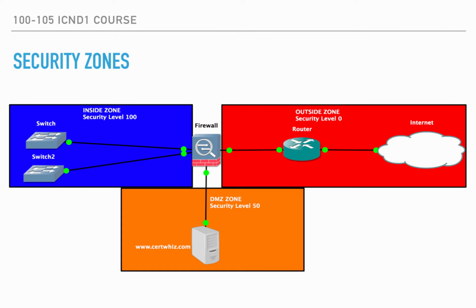The outside zone is considered the least secure part of the network, and by default, a connection cannot be initiated from an outside zone to a host on the inside.